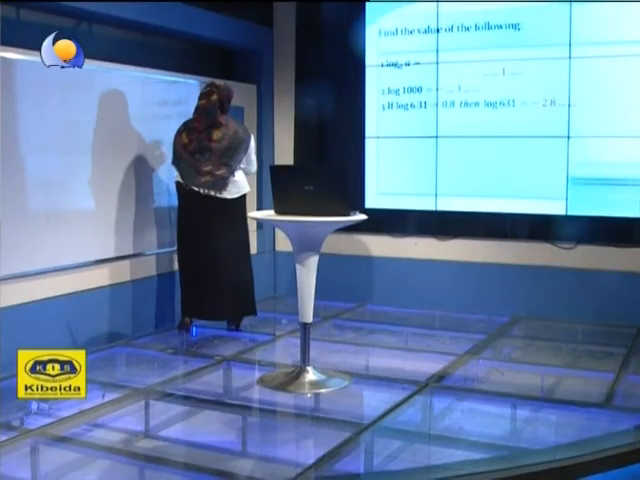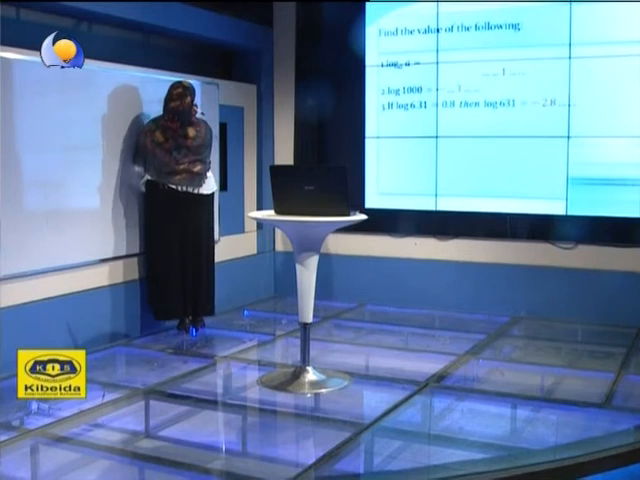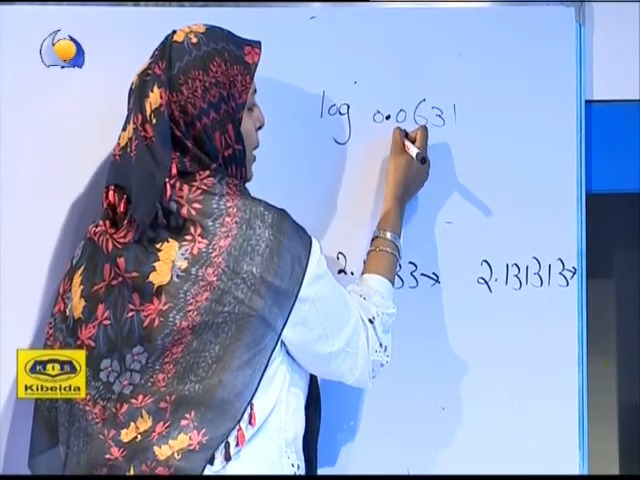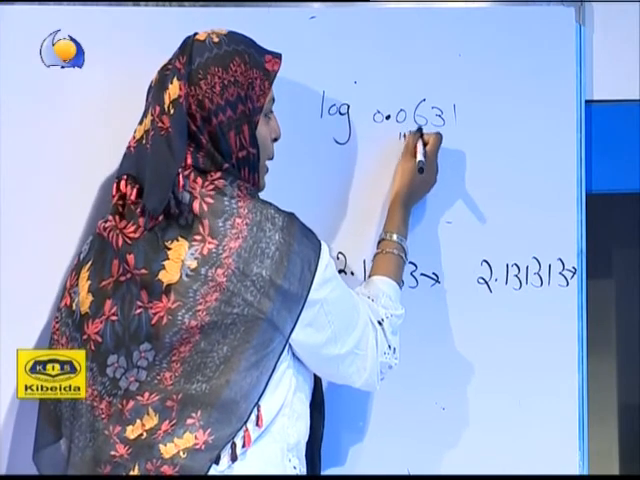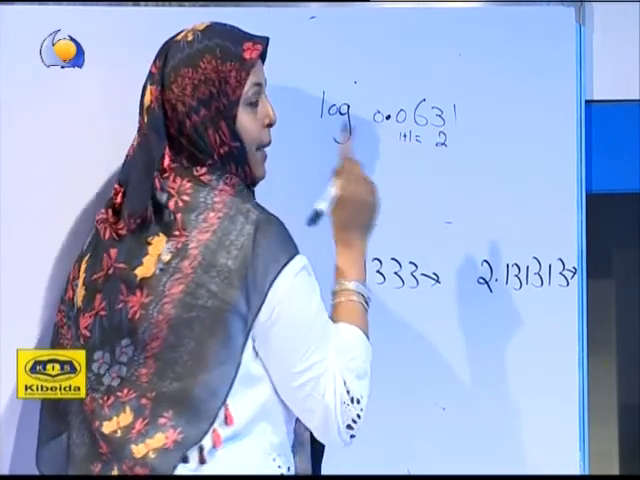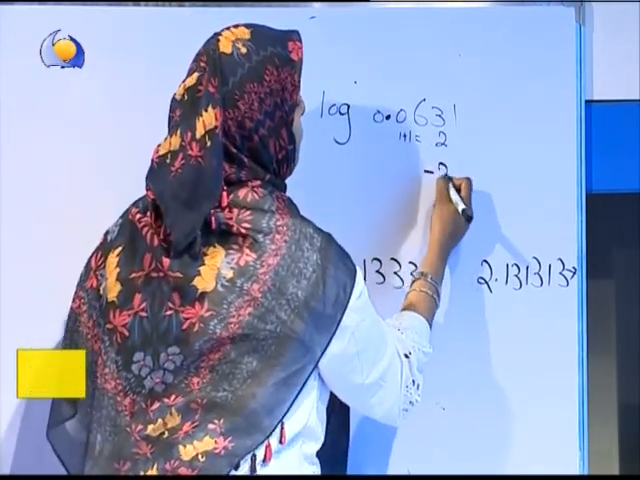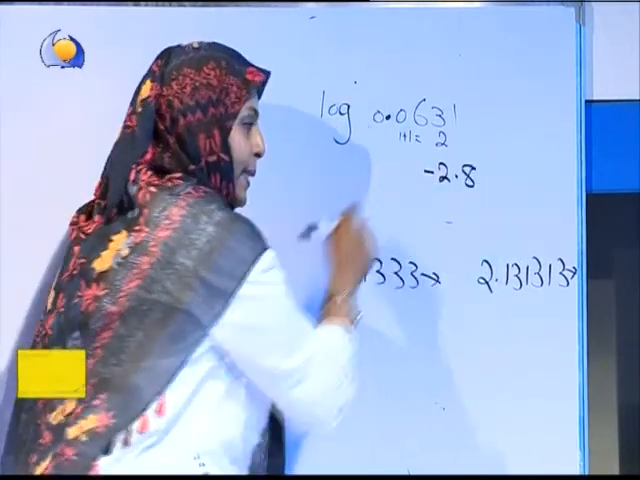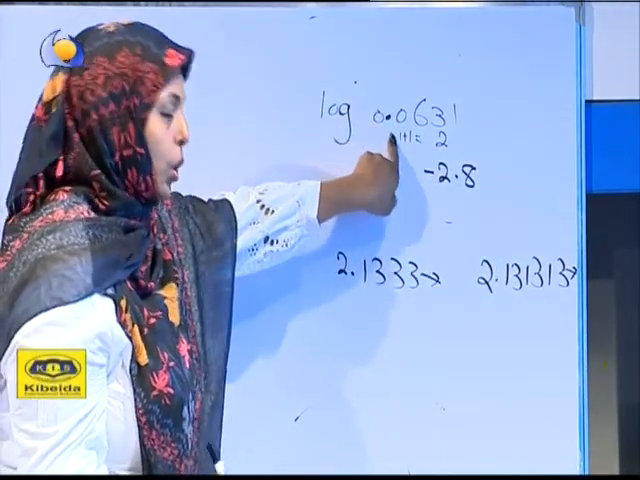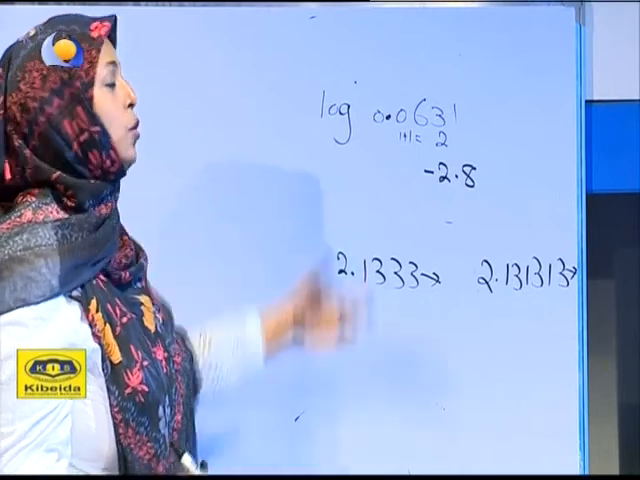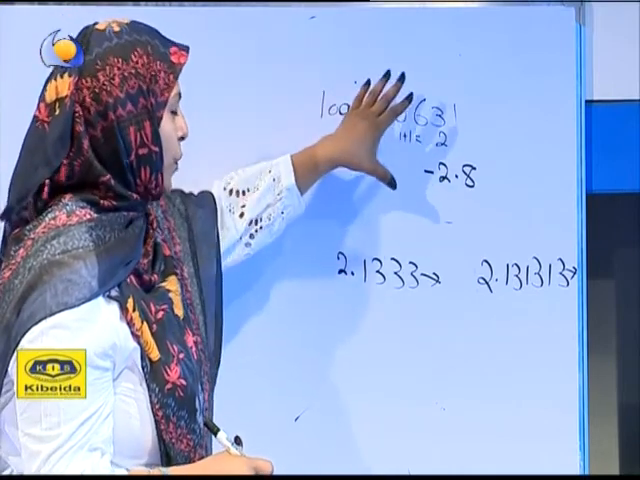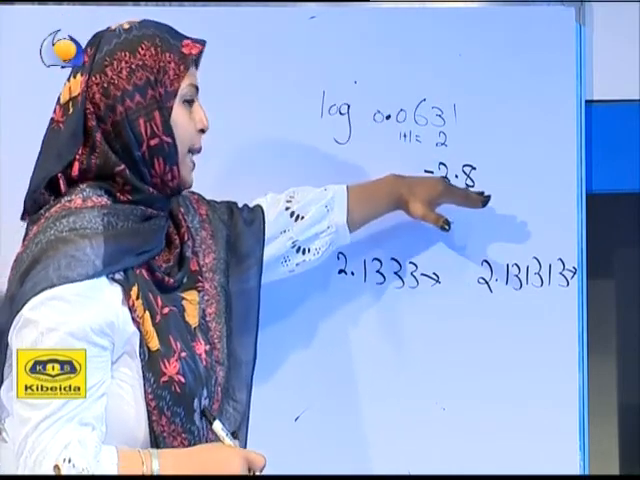Say it's 0.0631, and you want the log of this number. I have, after the decimal, 1 zero, add 1, then it's 2. Then the characteristic will be negative 2.8. Why negative? Because this number is decimal. We all know that the logarithms of decimals are always negative.